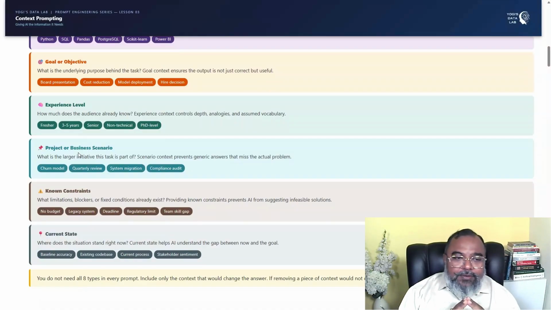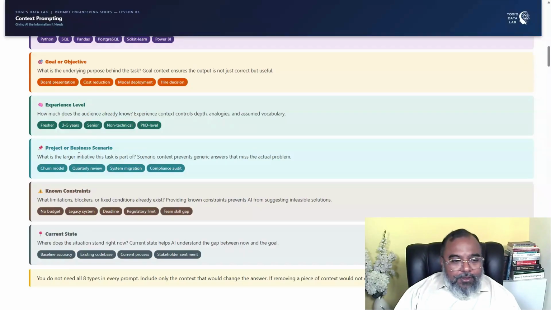Then the other context that you can set is the project or the business scenario, which is in most of the cases we go with this one, which is what is the larger initiative this task is part of. Scenario context prevents generic answers, which miss the actual problem. So, if you had gone with a basic one without giving a business scenario, you could have missed out on what you actually wanted to look at. It could have given you a generic solution. But since you went ahead and gave a scenario, this context is going to prevent it from getting generic. This is a very important part. This is what we use mostly.